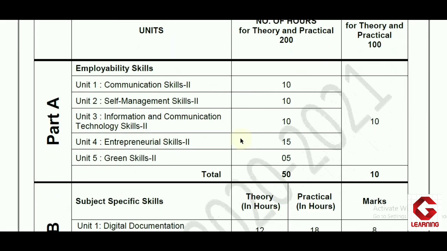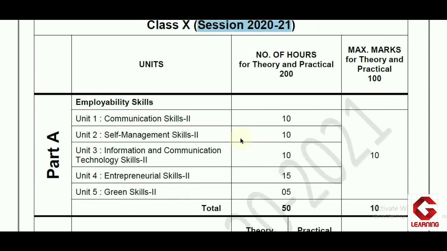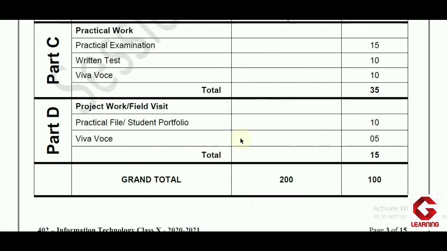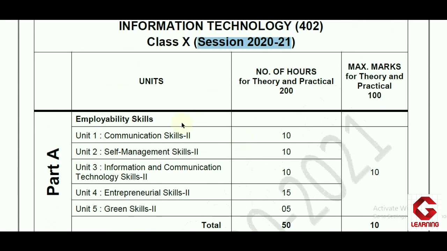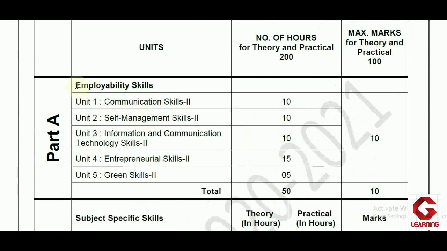So here overall 4 parts are there. When we are talking about the syllabus, then 4 parts are there: part A, part B, part C and part D. Here I am first of all considering part A. Part A is employability skills. In this part overall 5 units are there. Unit 1 is communication skills, unit 2 is self-management skills, unit 3 is information and communication technology skills, unit 4 is entrepreneurial skills, and unit 5 is green skills. So these are the 5 units in employability skills.